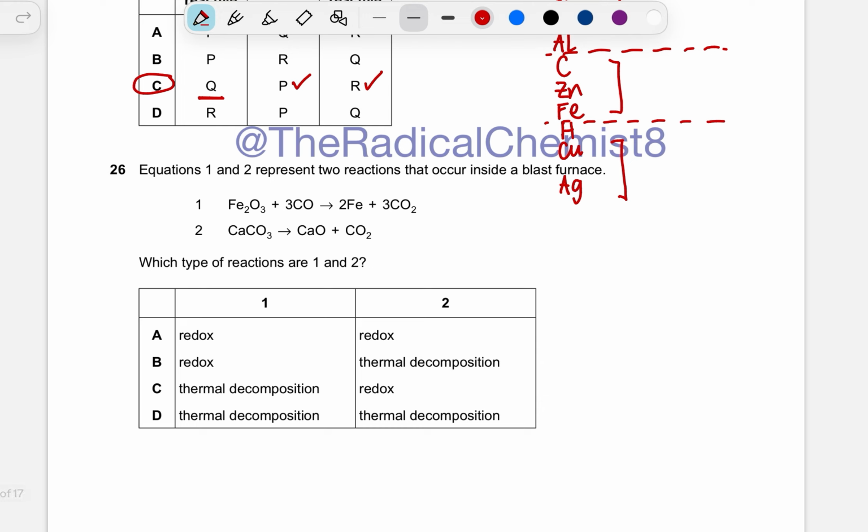Next, we've got 2 reactions occur inside a blast furnace. Which type of reactions are 1 and 2? So the first thing you have to remember is the two types of reaction. So redox normally involves reduction and oxidation, and thermal decomposition is the breakdown of a compound using heat. So reaction 2 automatically is showing you the breakdown of a compound. So reaction 2 is definitely thermal decomposition. And reaction 1 is a redox reaction, because here iron has lost oxygen and carbon monoxide has gained oxygen, so that's redox. So the answer is B.